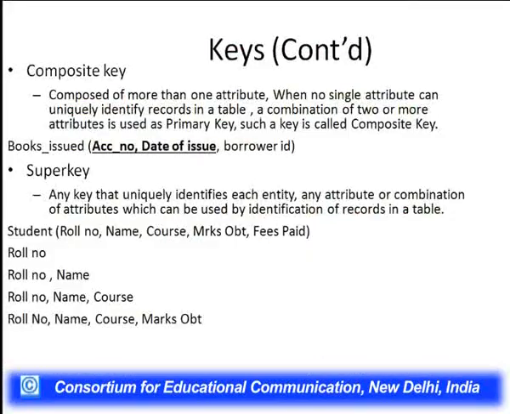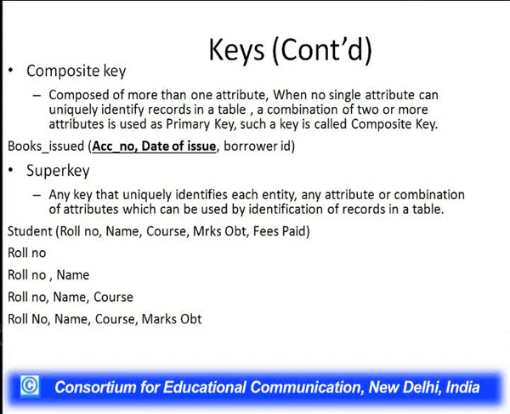So, we will just go through the definitions of these keys that we have just discussed. A composite key is composed of more than one attribute, and when no single attribute can uniquely identify records, you use the composite key. For example, in the case of books issued, you need a composite key like the accession number and the date of issue. Together these qualify to be the primary key.